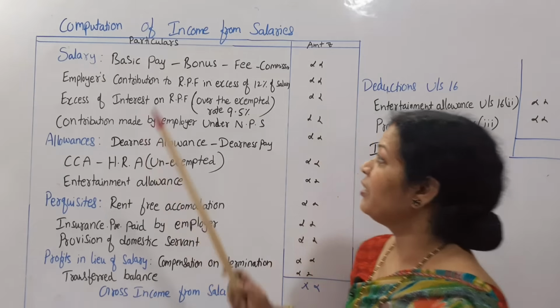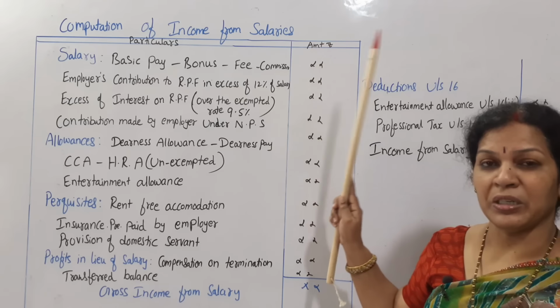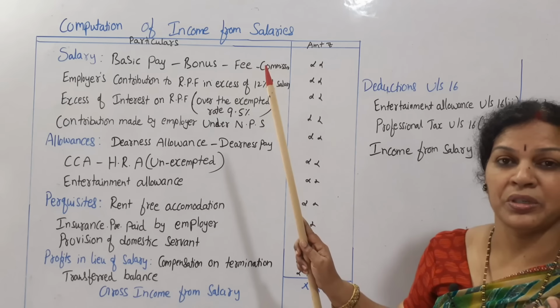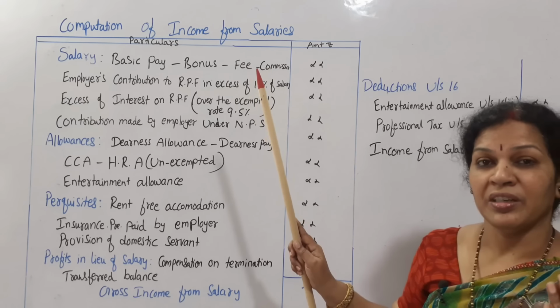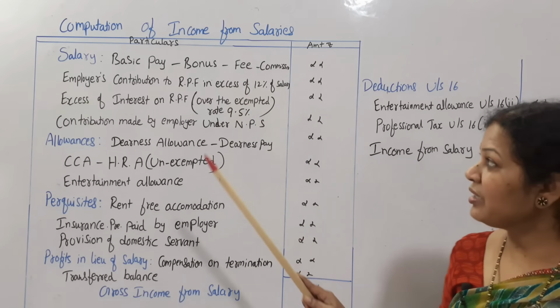So, computation of income from salaries. Generally when you calculate income from salaries, you can write a heading: computation of income from salary of so-and-so person, X, Y, Z, whoever it may be, for the year 2020-21, whichever year you are calculating. So, computation of income from salaries of Mr. X for the year 2020-21, that is the heading you have to give when you compute the income from salaries.